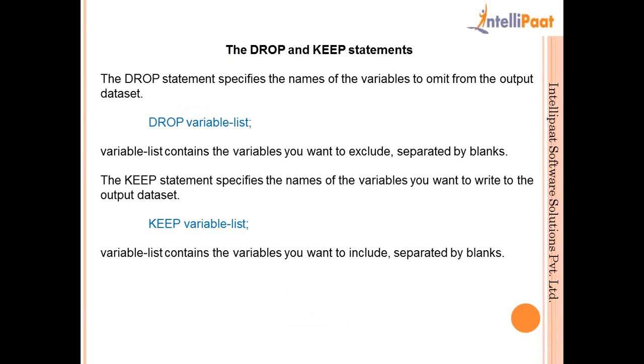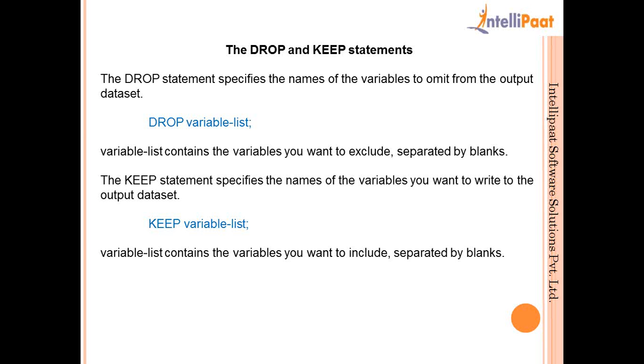Okay, so the drop statement specifies the names of variables to omit from the output dataset. So drop and then the variable list. The variable list contains the variables you want to exclude, separated by blanks. And the keep statement specifies the names of variables you want to write to the output dataset. And keep, then the variable list. The variable list contains the variables you want to include, separated by blanks. So it's pretty easy and it's as easy as it sounds.